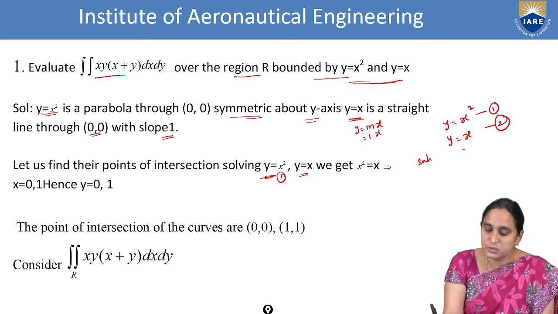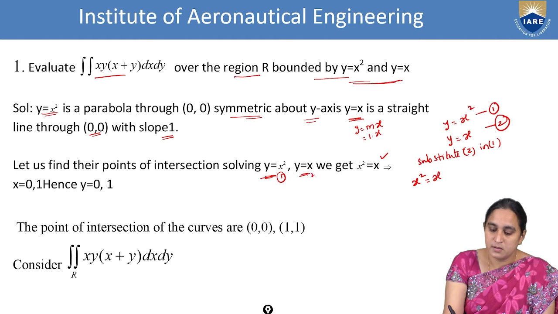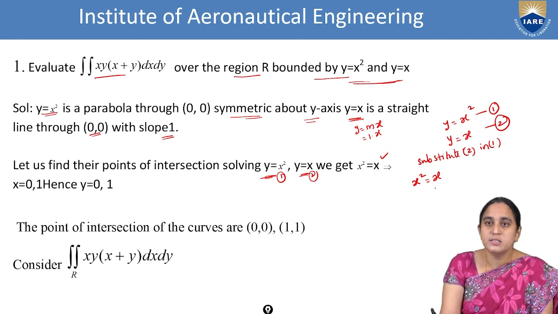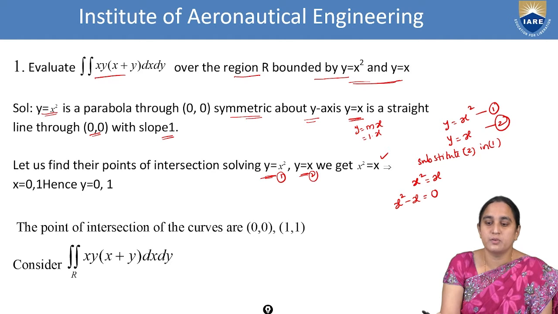Substitute 2 in 1. That is y is equal to x, right? That means x square is equal to x. I'll write that simply as x square minus x is equal to 0. From that, what is common here? x is common, right? That is x into x minus 1 is equal to 0.